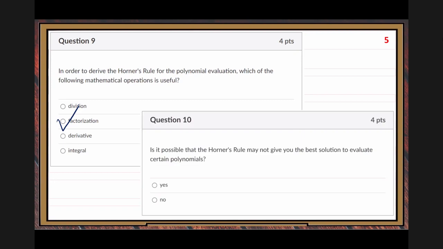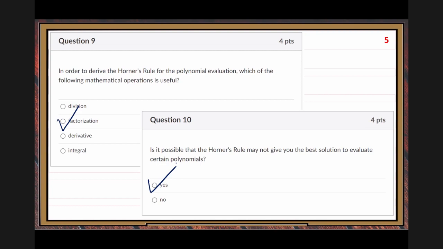Last question of this one. Is it possible that Horner's rule may not give you the best solution? Yeah, it's possible, because after we learn repeated squaring and repeated cubing, those two techniques, then this answer is very easy. Later we have another question comparing these two, in quiz 2. But here, just the easy answer.